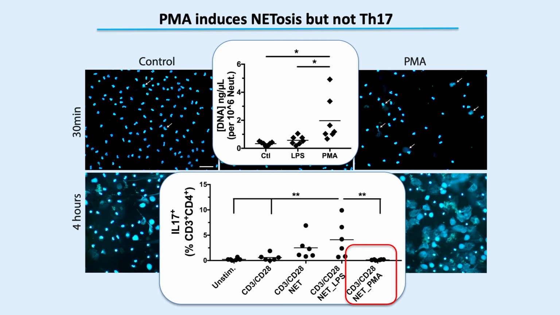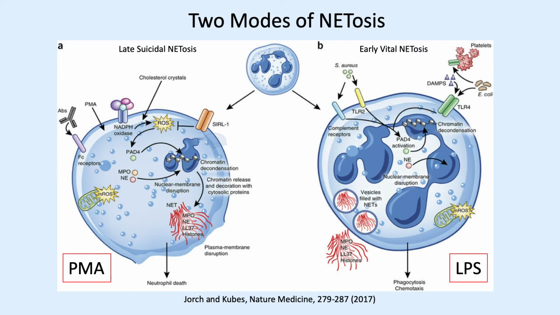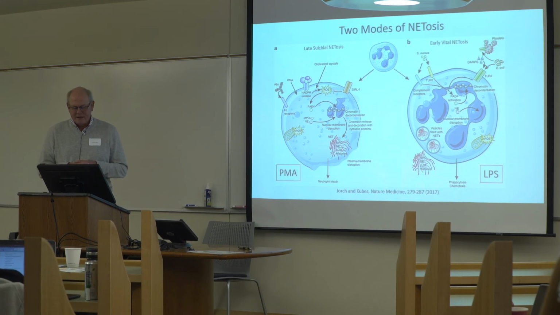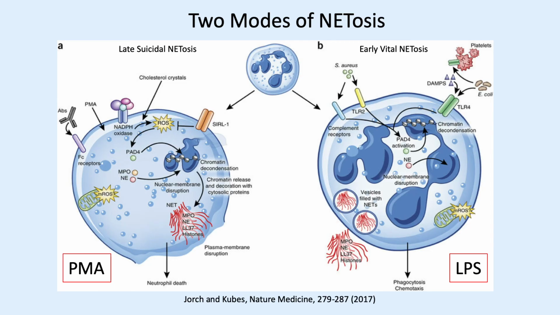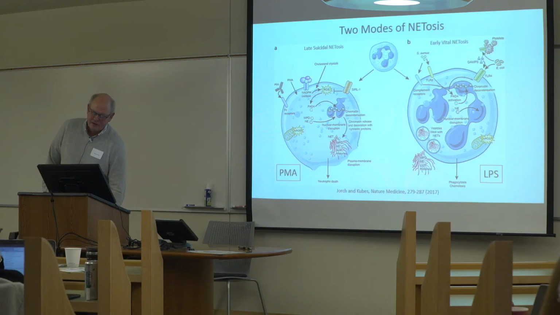As far as how that relates to nets, it's now thought that there's two modes of netosis, one called late suicidal and one called early vital. In the early vital, the stuff that's inside the neutrophils seems to get packaged up into membrane-encoded vesicles and released from the cells without killing or breaking open the cells. So we're starting to think about how we can get at that difference between PMA nets and LPS nets, maybe in terms of looking at the effect of vesicles.